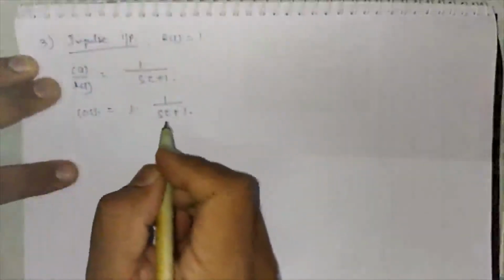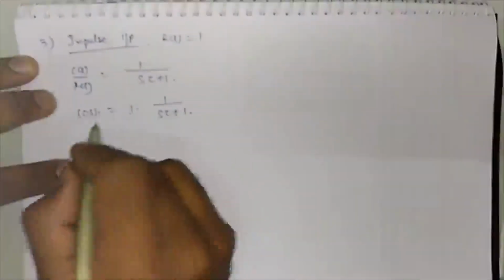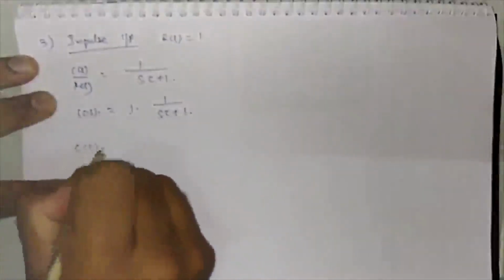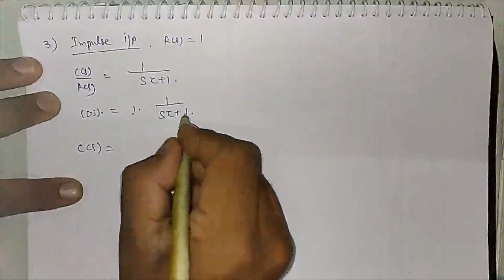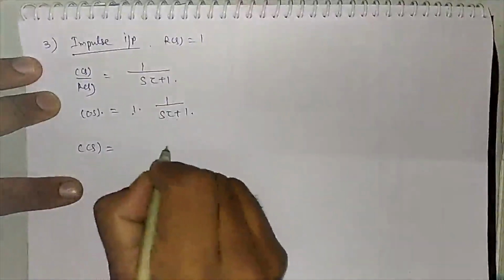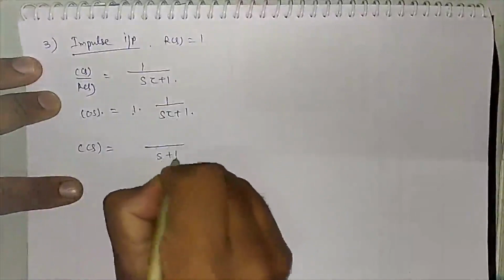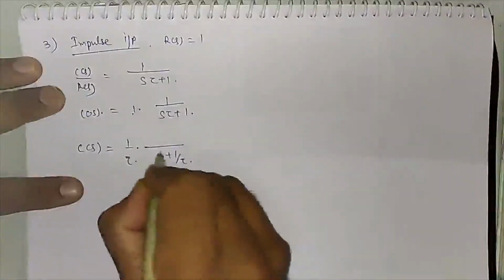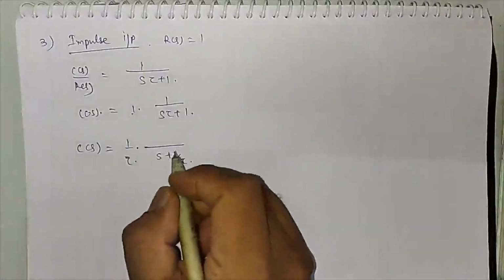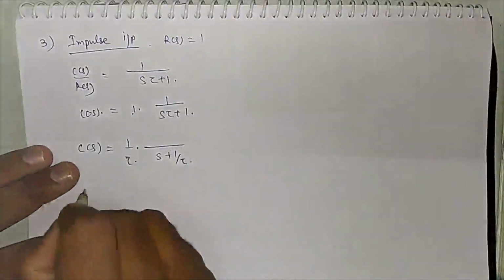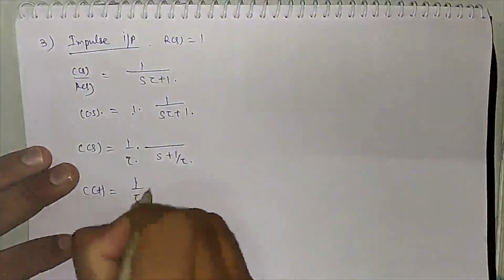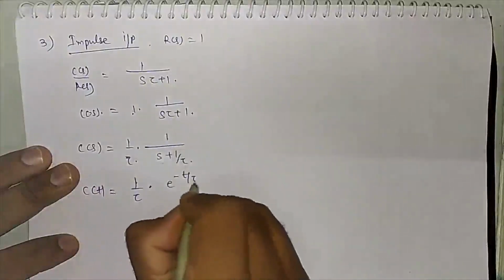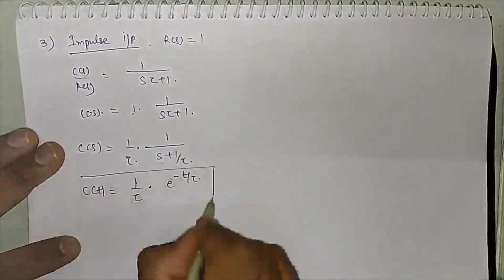Now we want to find out the value of c of t. But again that should be in terms of an s plus a term. Okay, so what we have to do? We have to multiply and divide it by tau in order to get this. Okay, if I am doing so, it will be s plus 1 upon tau. Okay, and we have another term, that is 1 upon tau, because we are multiplying and dividing by tau. Okay, so you will be having c of t as 1 upon tau, e raised to minus t by tau. Okay, c of t we have got.